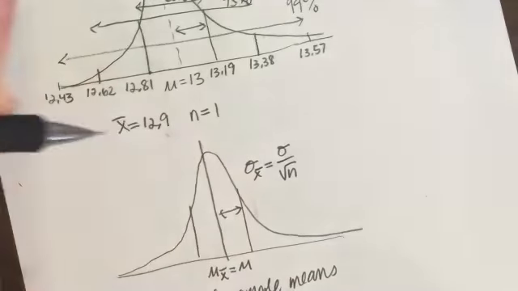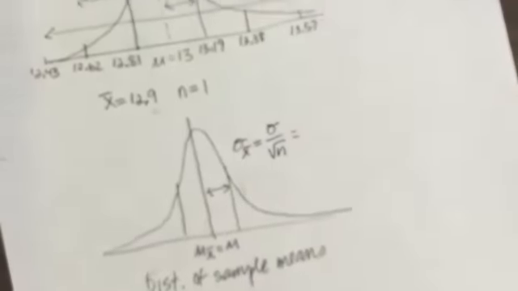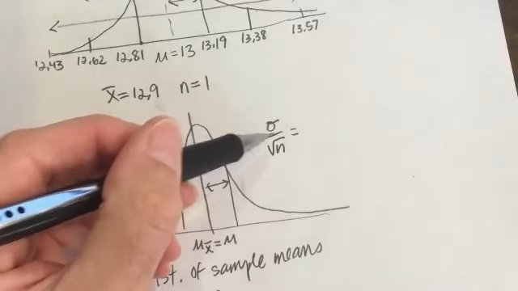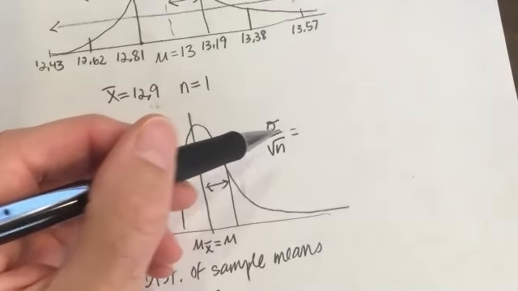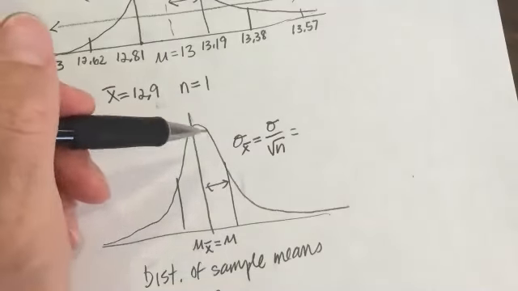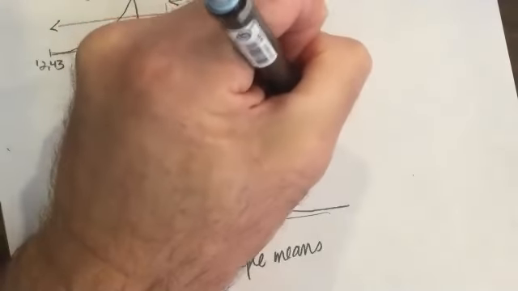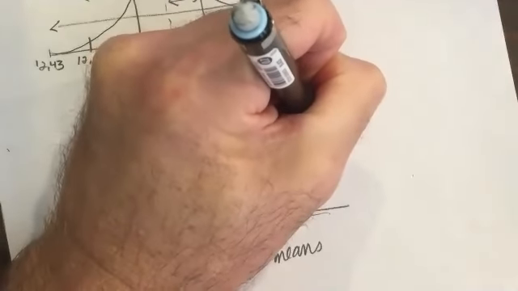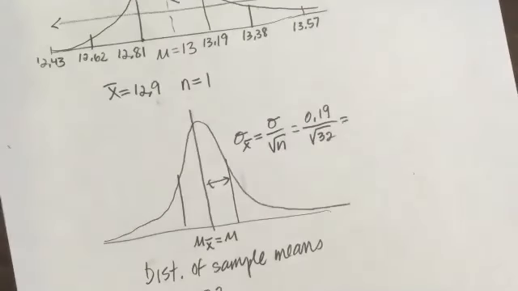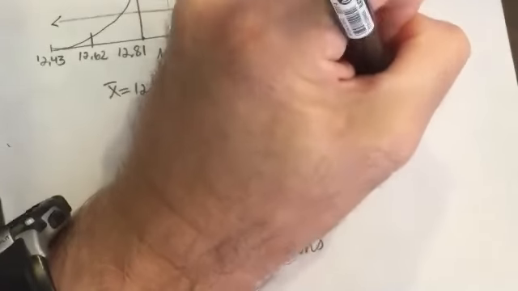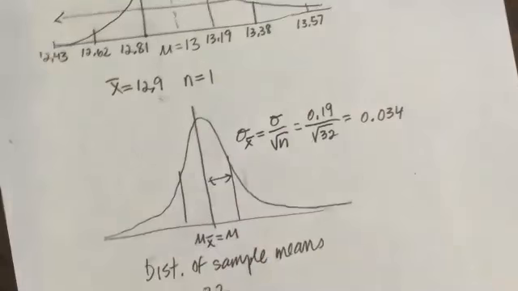So here's the spread. The spread would use the standard deviation of the population. In section 7.2, we're going to know this number. In section 7.3, we're going to approximate this number with the sample standard deviation, which is going to introduce a little more error, and we're going to have to use the student t-curve instead. In this problem, the standard deviation was 0.19. I'm going to divide by the square root of the sample size, so 0.19 divided by the square root of 32, which is 0.03335. So I'm going to round it to 0.34.